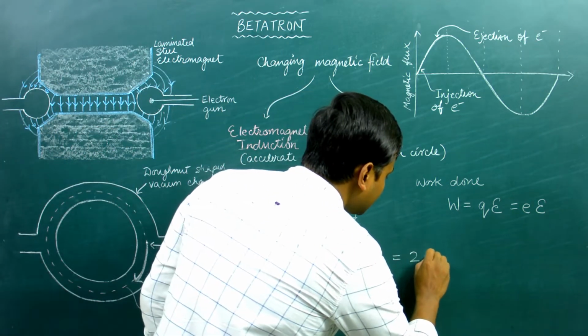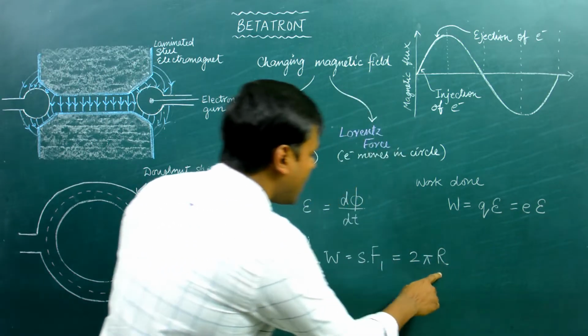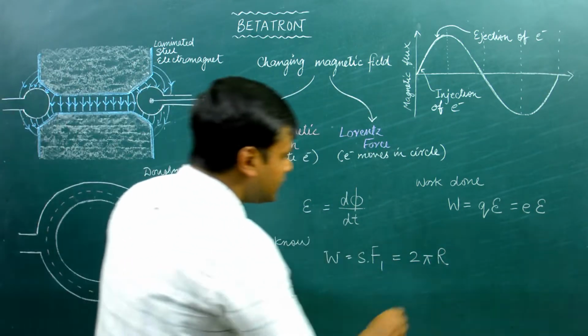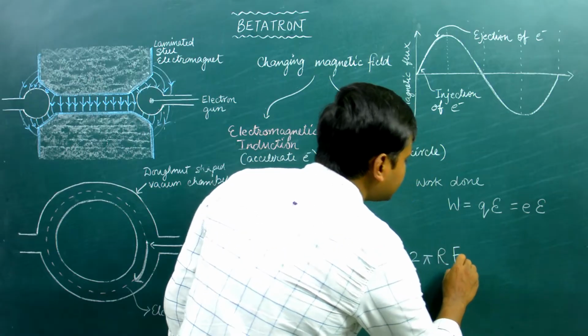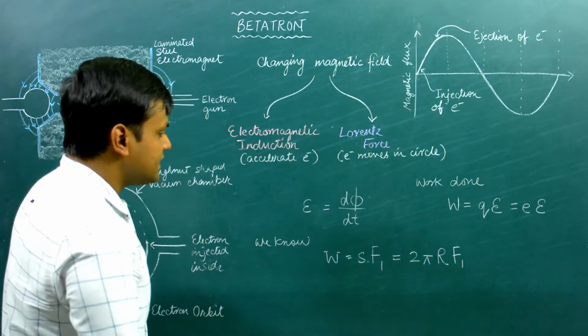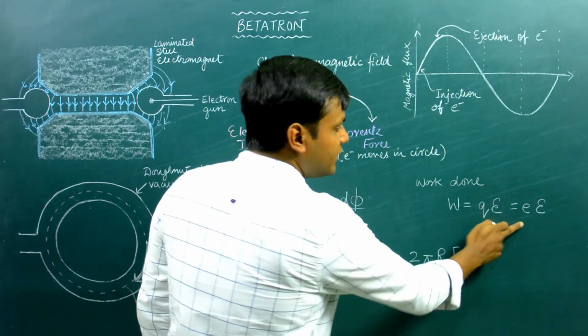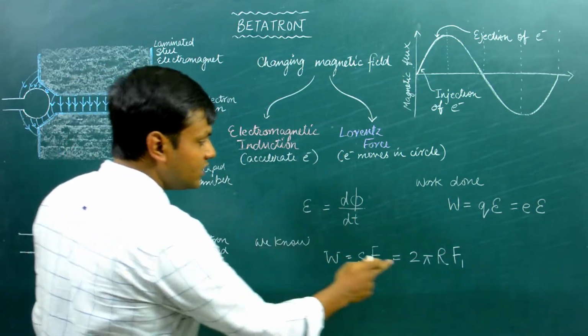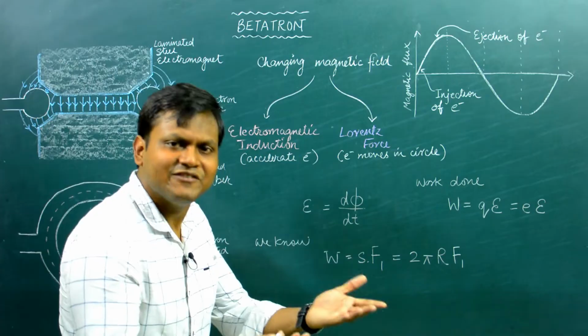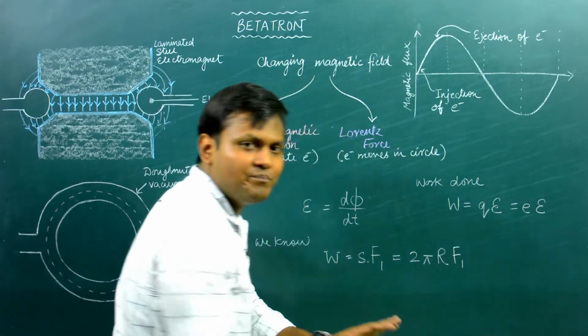It is nothing but the circumference of this circular motion. The circumference is nothing but 2 pi r. So r is the radius of this kind of a circular path, and the force, whatever it is, that is responsible for this kind of a work being done. So on one hand, the work done can be written in this manner. On the other hand, the work done can be written in this manner by definition itself. So these two equations are equal.